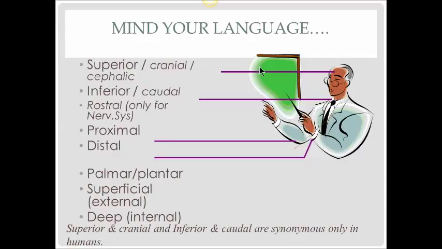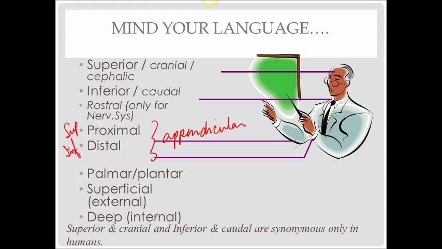For the appendicular skeleton and even muscles, so this is for the appendicular part of the body or the limbs, instead of using the words superior and inferior, we use the words proximal and distal. So proximal is similar to superior, distal is similar to inferior, but you cannot use the word superior and inferior when you're talking about the limbs. You have to use the word proximal and distal to be anatomically correct.